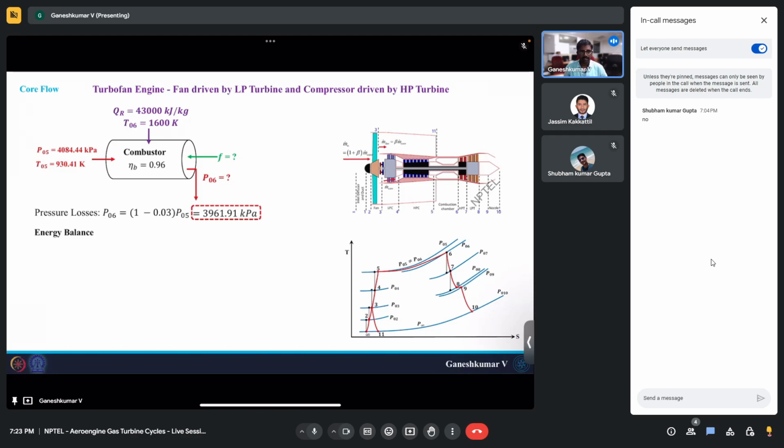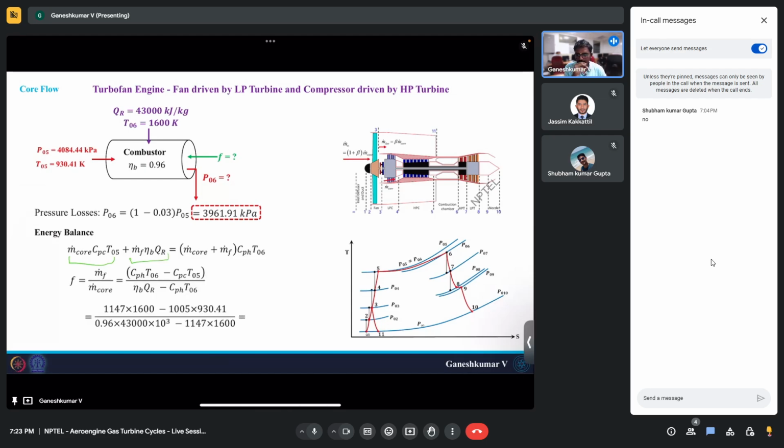We will use an energy balance, right? So the air enters at T05, so m dot core CPC T05, and we have fuel adding, and its energy is QR. Those are the two things that we have here. And then while it is leaving, you have (m dot core plus m dot f) times CPH into T06, because the turbine entry temperature is given as 1600 Kelvin. So from here you can rearrange this equation and substitute these values. You can check my numbers. It will be same as in the lectures, and you will get the fuel air ratio of 0.0228.